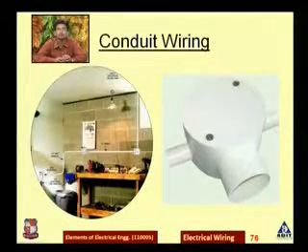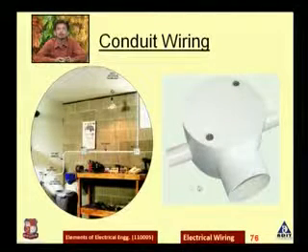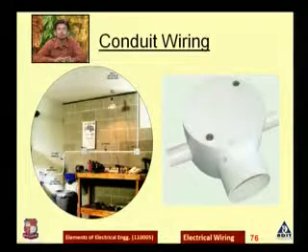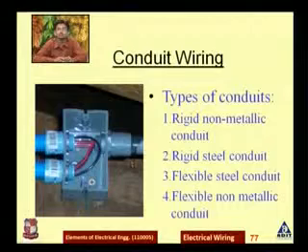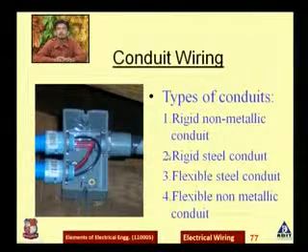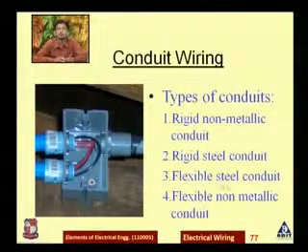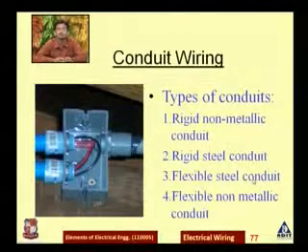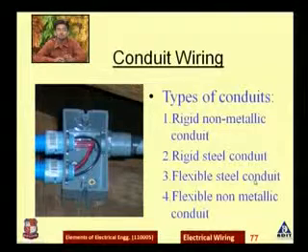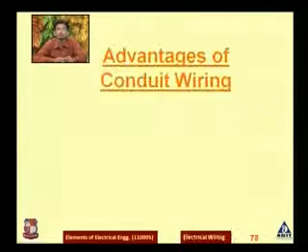So this one is a particular conduit wiring module, where you can see that we can use this conduit wiring as a junction also. This one is also another image of the conduit wiring. The various types of conduit wiring, like rigid non-metallic conduit, rigid steel conduit, flexible steel conduit, and flexible non-metallic conduit, are also used in the electrical wiring system. This wiring system is the most suitable wiring system in domestic applications.